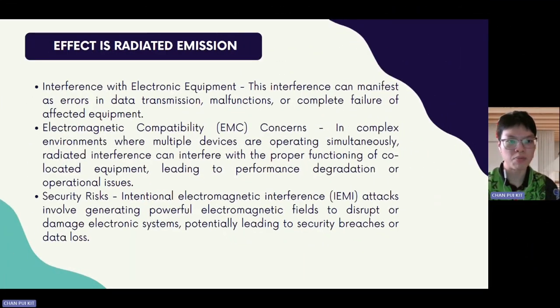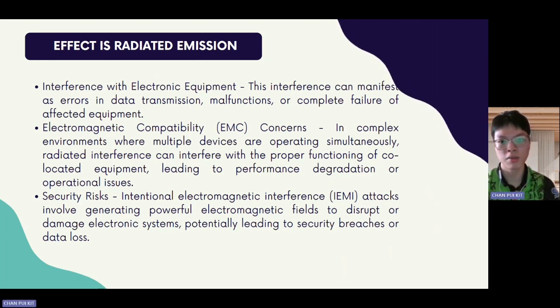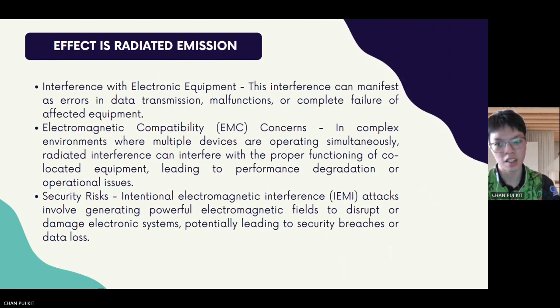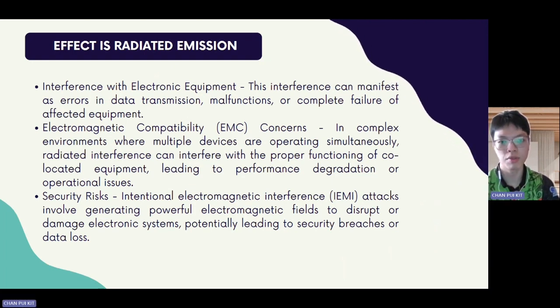So now let's talk about the effects of radiated emission. Interference with electronic equipment: this interference can manifest as errors in data transmissions, malfunctions, or complete failure of affected equipment. Electromagnetic compatibility concerns: in complex environments where multiple devices are operating simultaneously, radiated interference can interfere with the proper functioning of co-located equipment, leading to performance degradation or operational issues.